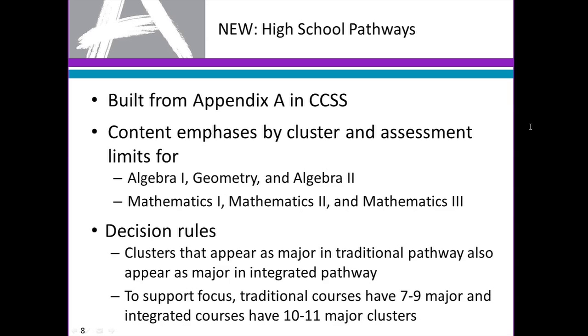In determining what would be major, additional, and supporting, there were 2 primary decision rules that were relied upon. One was that any cluster that appears as major in one sequence also appears as major in the other sequence, and that is to ensure that there are comparable levels of rigor, regardless of which sequence states or districts or schools wind up using. And the other major decision rule is actually around the idea of focus.